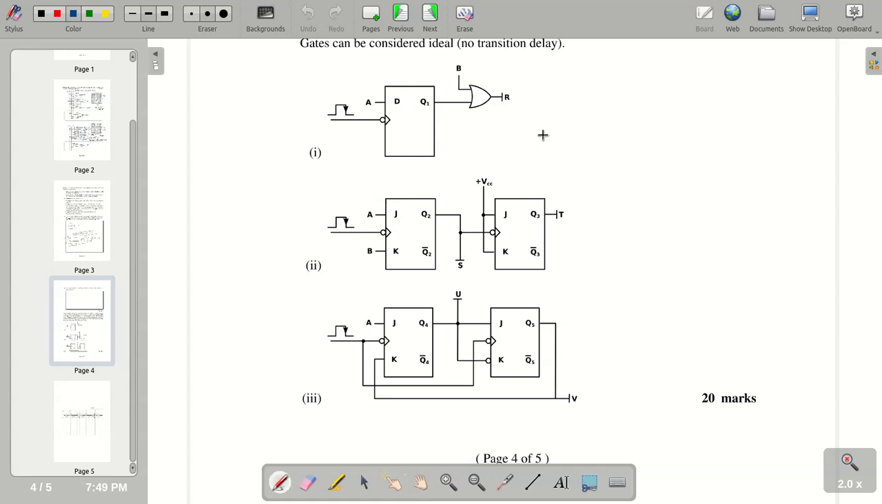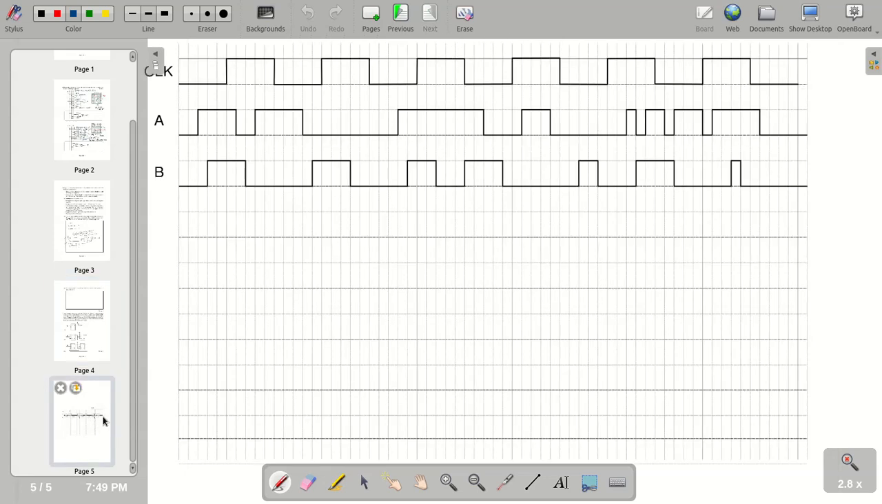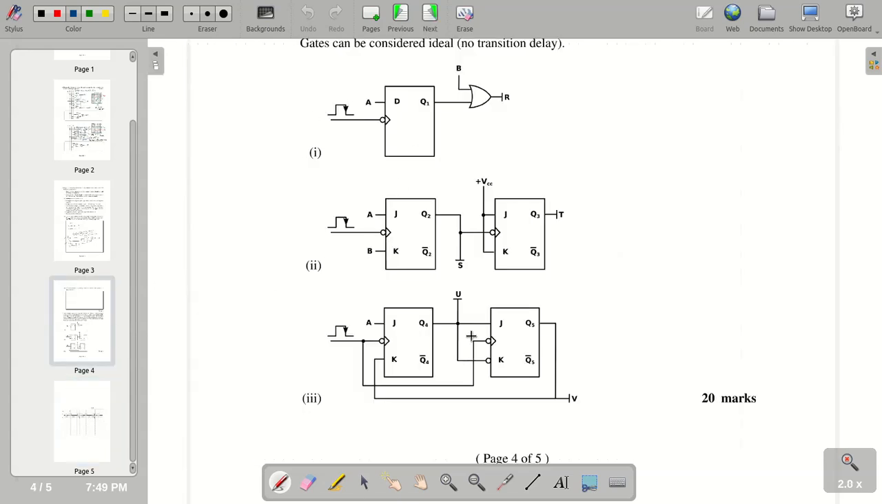Okay, let's get back to this. So I finally found a way to do this. This page has the timing diagrams that were given with the exam paper, and this one has the question. So we'll do these one by one. Let's start with part one.